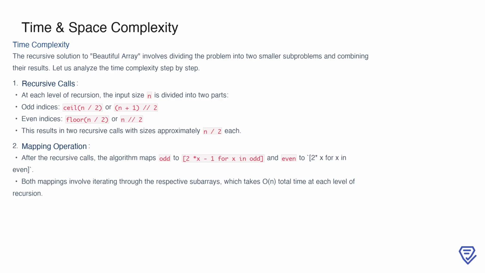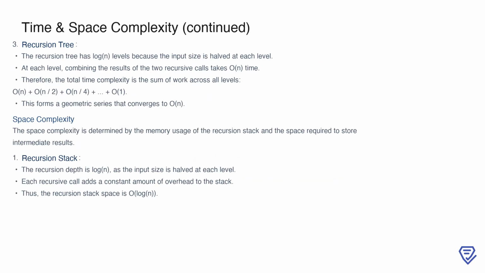Combining these observations, we can already see how the recursive calls and mapping operations contribute to the overall time complexity of the algorithm, which we will explore further. The recursion tree for this solution has log n levels because the input size is halved with each recursive call. At each level, the work required to combine the results of the recursive calls, such as mapping and merging the odd and even arrays, takes O(n) time. To compute the total time complexity, we sum the work done at all levels of the recursion tree: O(n) at the top level, O(n/2) at the next, O(n/4) at the following level, and so on. This forms a geometric series, which converges to O(n).